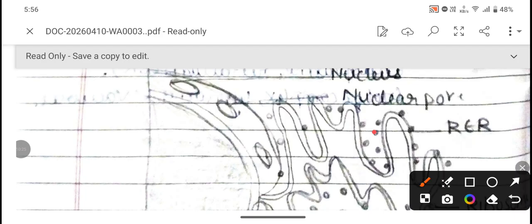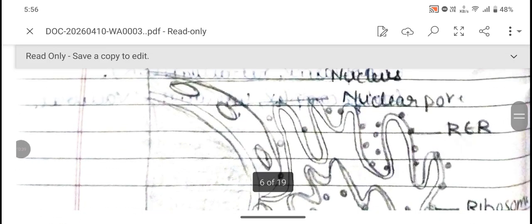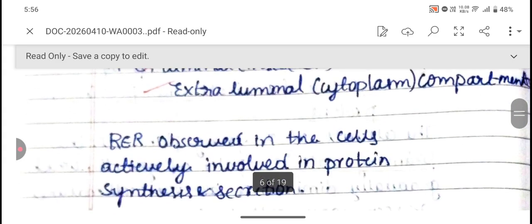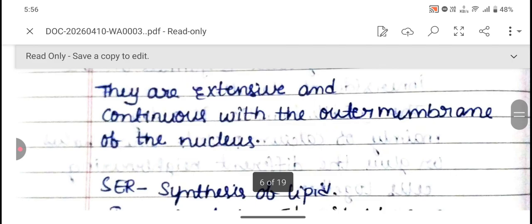these are the ribosomal attachments to the surface of the endoplasmic reticulum, which converts this portion of ER into rough endoplasmic reticulum, and this concentration will be high. The number of rough ER will be high in the cells which actively participate in protein synthesis and secretion. They are extensive and continuous with the outer membrane of the nucleus.